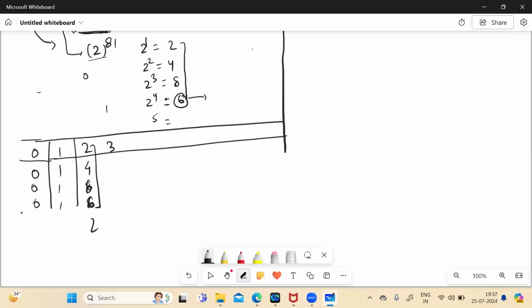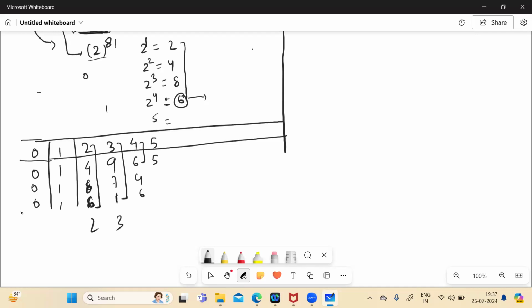If 3 is at the unit digit, 3, 9, 7, 1. 3 into 3 is 9, 9 into 3 is 27, 7, 27 into 3 is 81. So 1. Then again you will get 3. So 3 also has a cyclicity of 4. If you have 4 at the unit digit, 4, 6, 4, 6, it has just a cyclicity of 2.